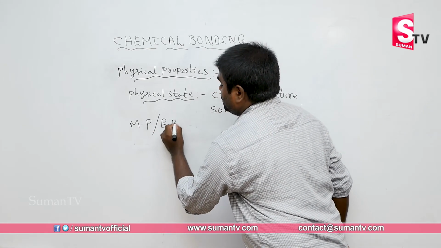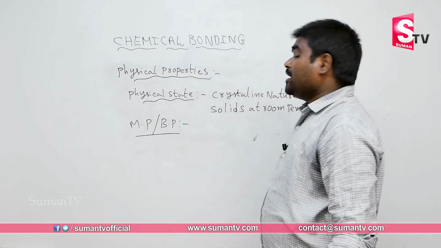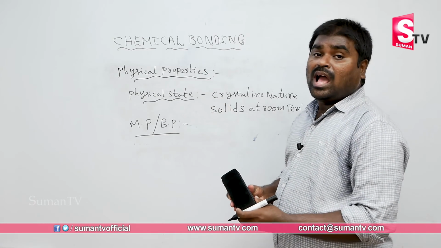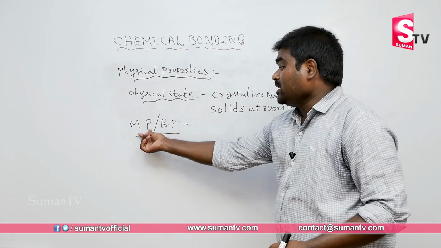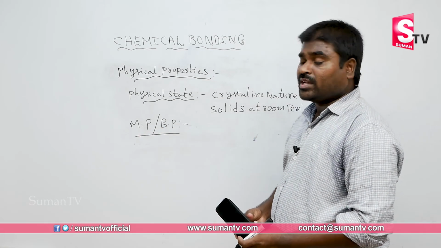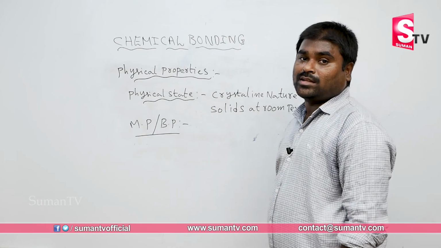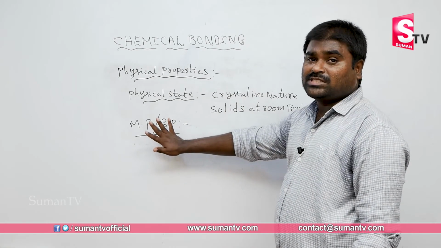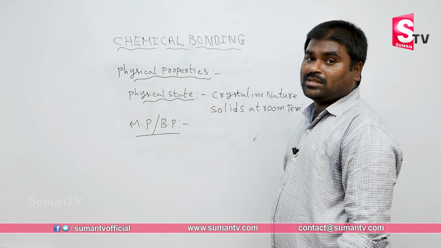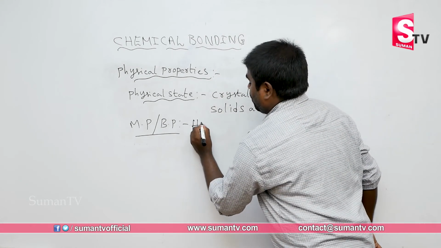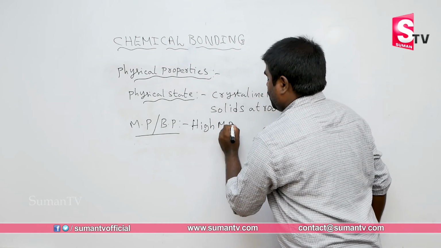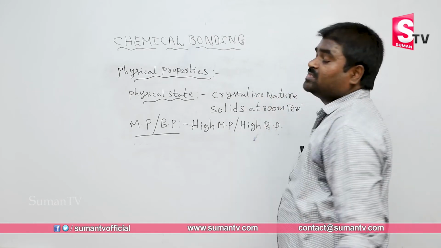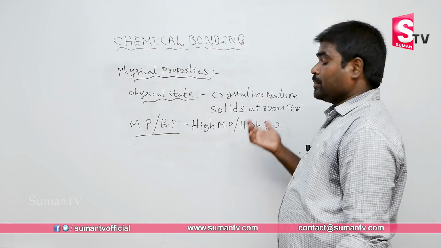MP means melting point, BP means boiling point. Now, what type of melting points and boiling points will ionic compounds have? Ionic compounds will have high melting points and high boiling points. Okay? Metals and non-metals together are forming the substance, so high melting point and high boiling point will be there.